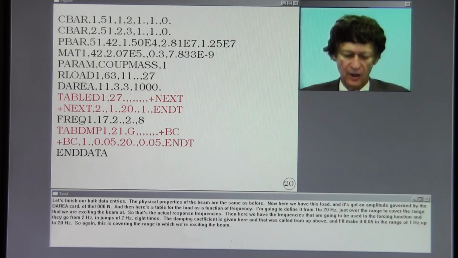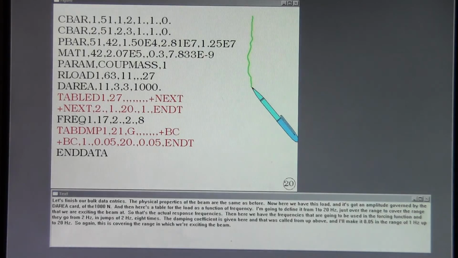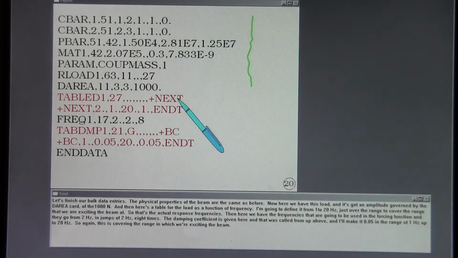Let's finish our bulk data entries. The physical properties of the beam are the same as before. Now here we have this load, and it's got an amplitude governed by the DAREA card of 1000 newtons. And then here's a table for the load as a function of frequency. I'm going to define it from 1 to 20 hertz, just over the range, to cover the range that we are exciting the beam at. So that's the actual response frequencies. Then here we have the frequencies that are going to be.